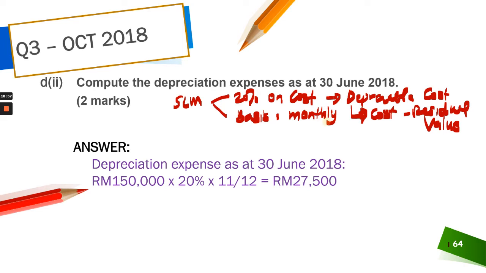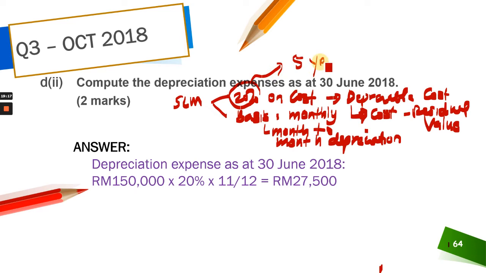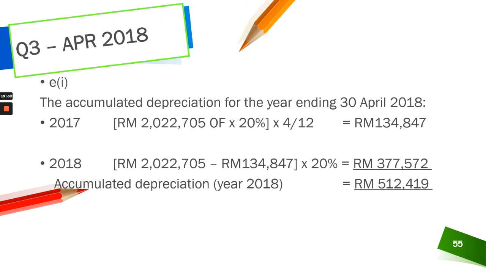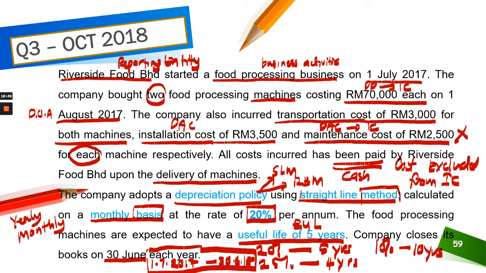So if the basis is monthly, you need to provide month-to-month depreciation. So depreciation is based on the month-to-month ownership. And when you say 20%, this means it's 5 years. I've already proven that to you. So this is the straight line method. And if you look, the year end of the company was 30th June 2018. And the acquisition of the machine, if you recall, it was purchased in August 2017.